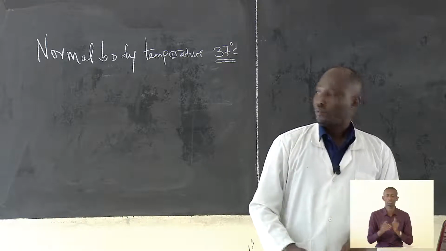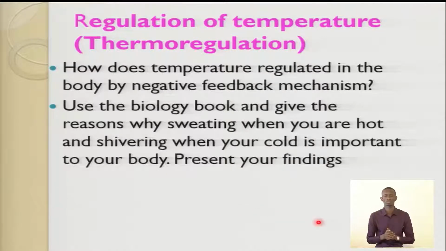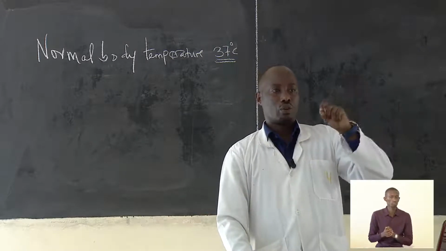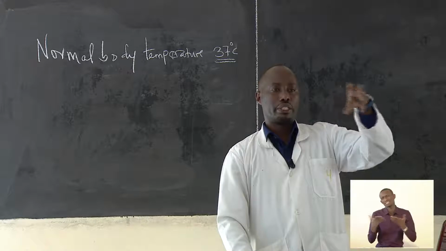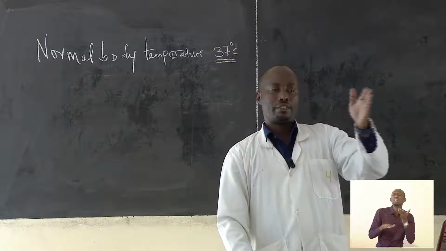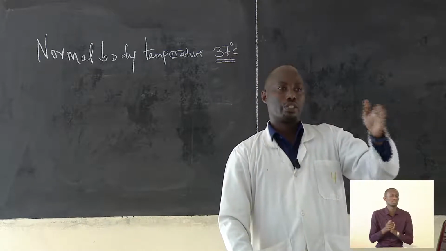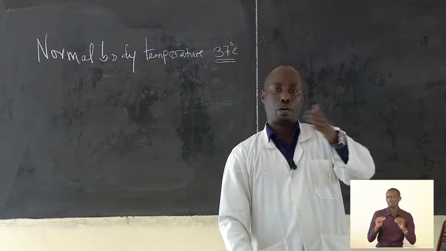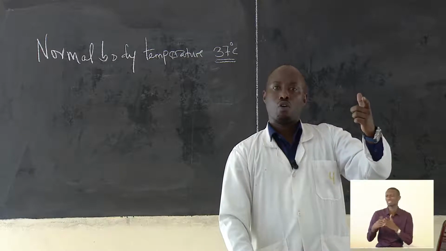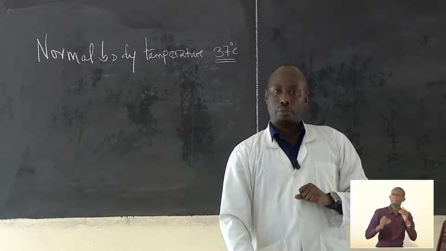Let's go to regulation of temperature, or what you call thermoregulation. How does the temperature of the body become a negative feedback mechanism? If I talk about a negative mechanism, that is decreasing or diminishing something to bring it back to normal functioning. That is what negative feedback does. It reduces, it decreases something that causes that effect to happen. It suppresses the effect that has been causing either an increase in temperature or a lowering of temperature.